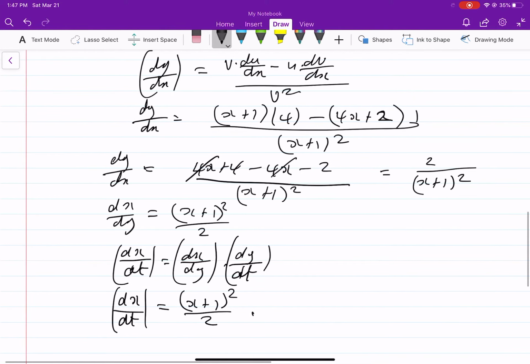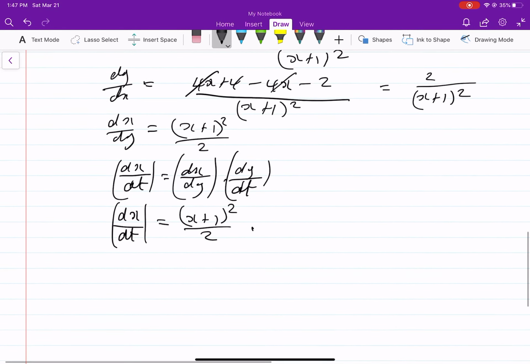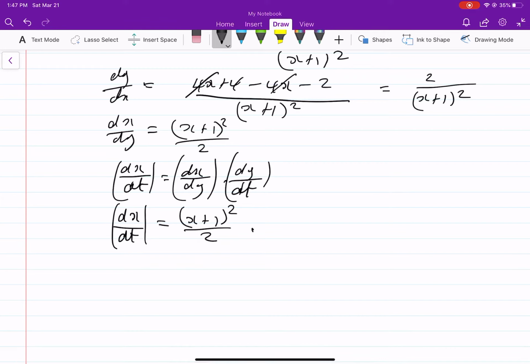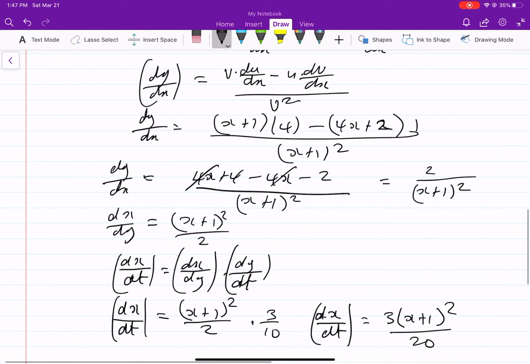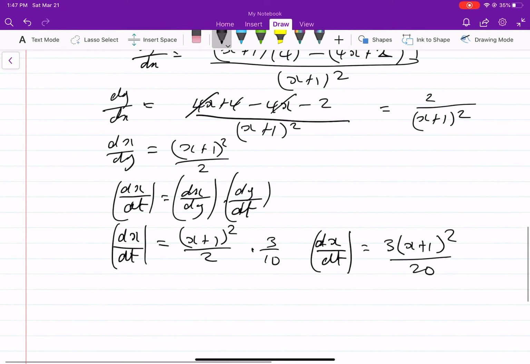And now I've got to multiply that by dy/dt. They told me that that was 0.3. All right, it's a fraction. 0.3 is 3/10. So this looks like dx/dt is equal to 3 into (x plus 1) all squared upon 20. But they want dx/dt at a specific point. They want dx/dt at the point where y is 5.